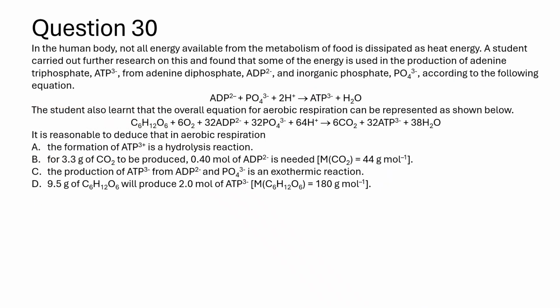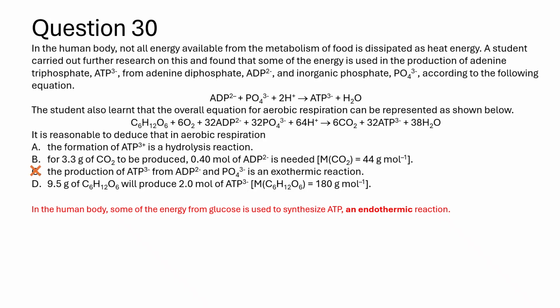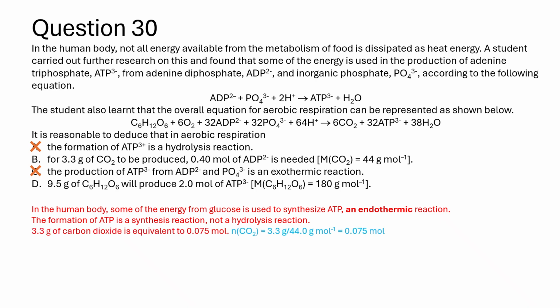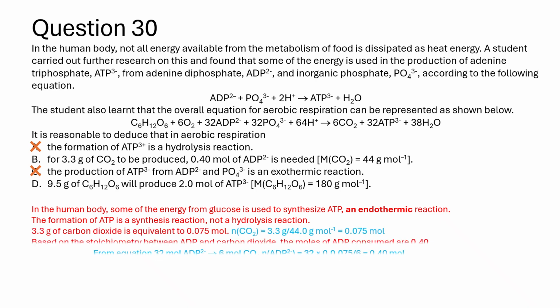In the human body, some of the energy from glucose is used to synthesize ATP, an endothermic reaction. The formation of ATP is a synthesis reaction, not a hydrolysis reaction. 3.3 g of carbon dioxide is equivalent to 0.075 moles. Based on the stoichiometry between ADP and carbon dioxide, the moles of ADP consumed are 0.40.